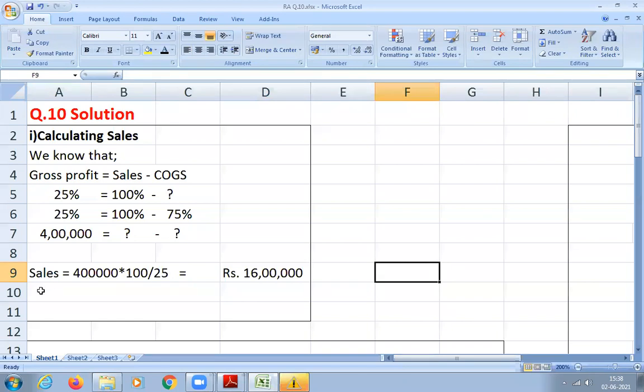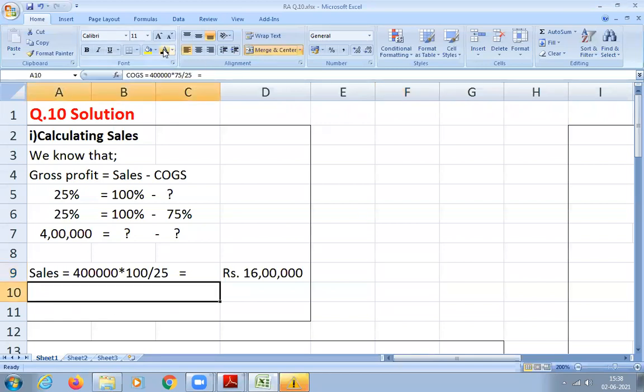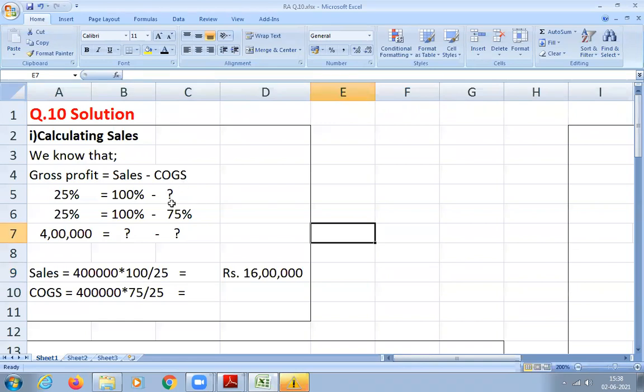Now COGS also we can calculate. Anyway, he's not asking, but still we can calculate and keep it for future use. So how will you calculate COGS? Sales minus gross profit. Or you can even do cross multiplication, that is 4 lakhs into 75 divided by 25. How much will you get? 12 lakh. So 16 lakhs minus 4 lakhs is 12 lakhs.